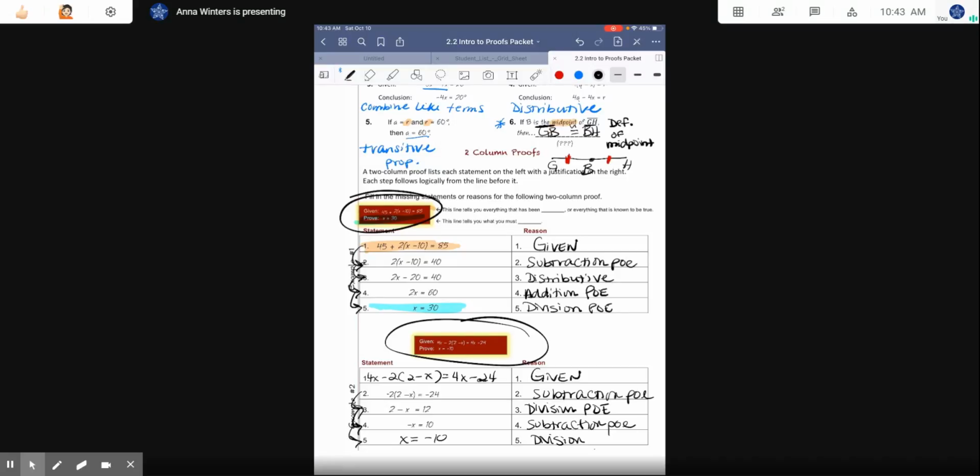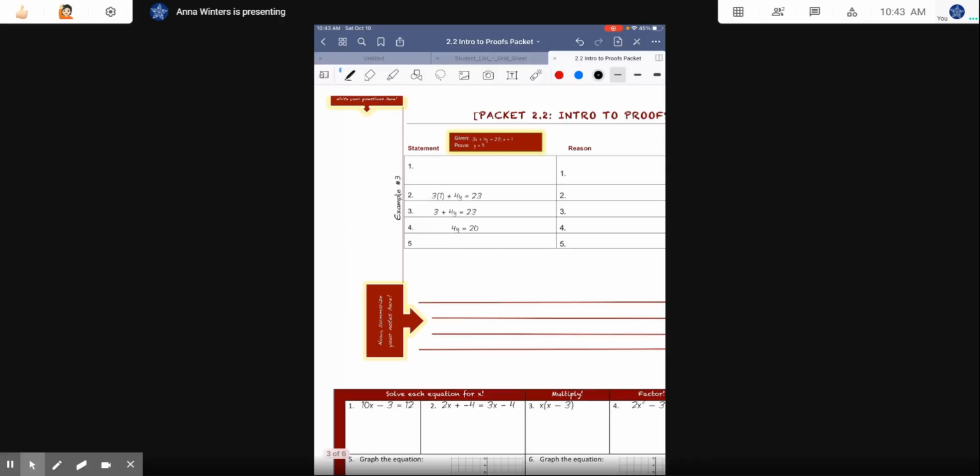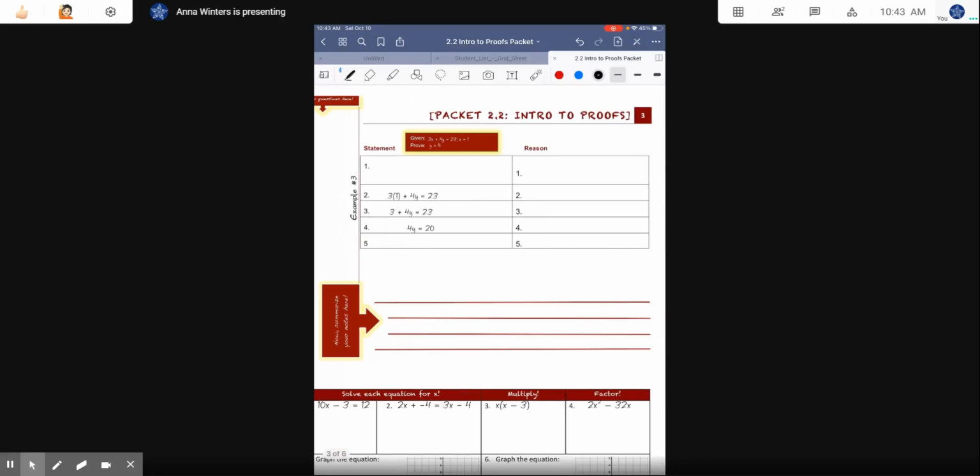All right, so on the next page, I'd like you to try the next one on your own. You can pause your screen, and then we'll go over it. All right, so for our first line, you should have 3x plus 4y equals 23, and they tell us that x equals 1. We want to write that all there, and that's a given. All right, and then the second line, you can see that they took that information for x and plugged it in. So we should be writing substitution.